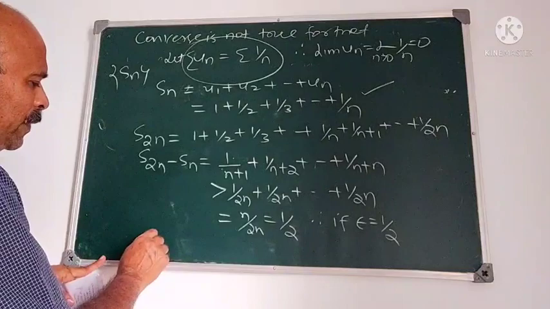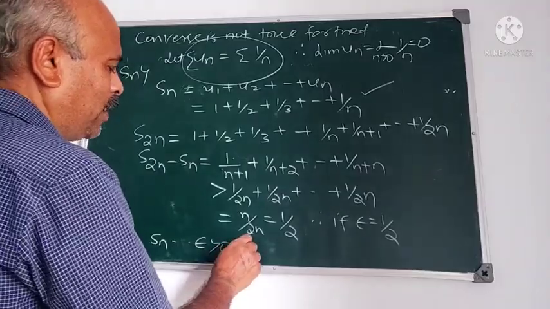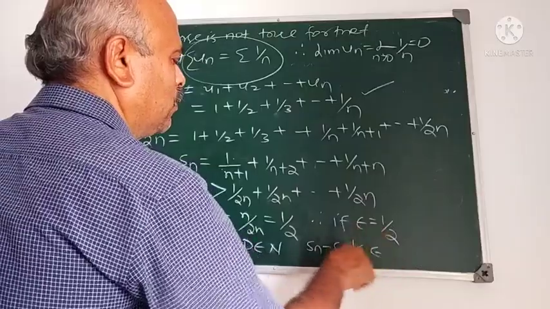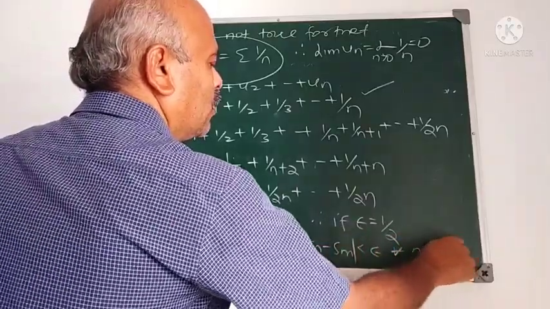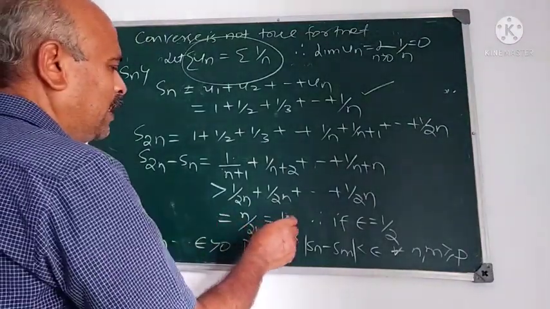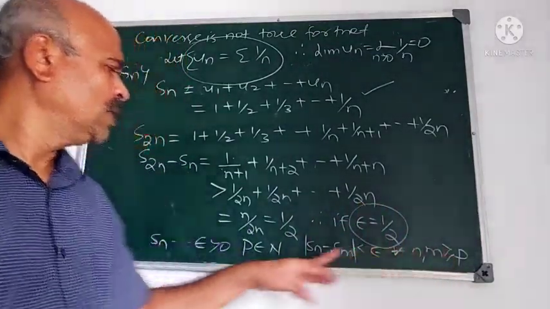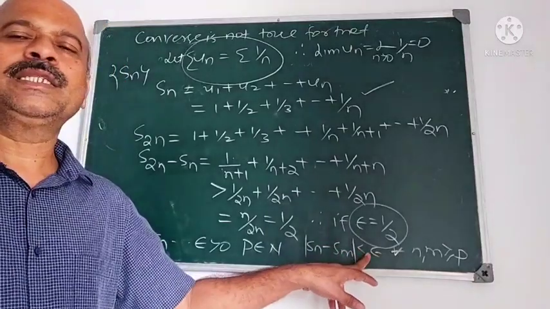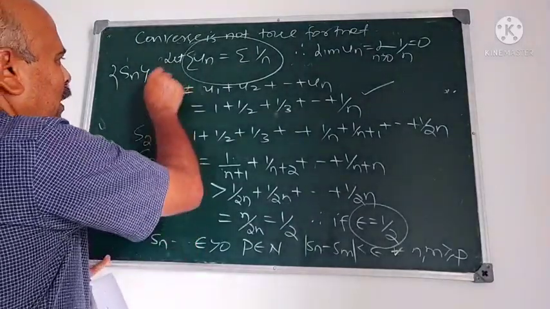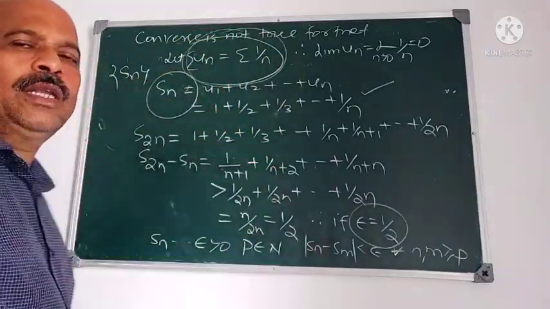What is a Cauchy sequence? A sequence Sn is said to be a Cauchy sequence if for epsilon greater than 0 we can find a natural number p so that Sn minus Sm is less than epsilon for all n, m greater than or equal to p. This is the definition of a Cauchy sequence. But now, if epsilon is half, we cannot find any natural number p so that Sn minus Sm is less than half. Therefore, it is not a Cauchy sequence. Hence, Sn doesn't converge. Therefore, sigma un doesn't converge.